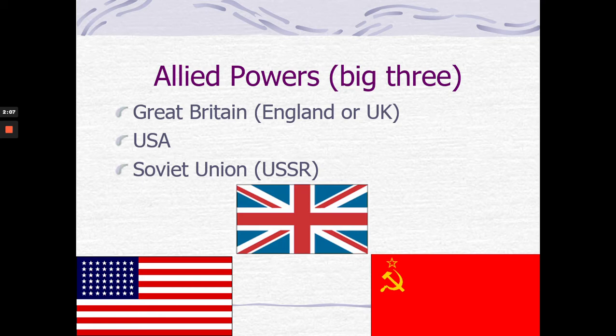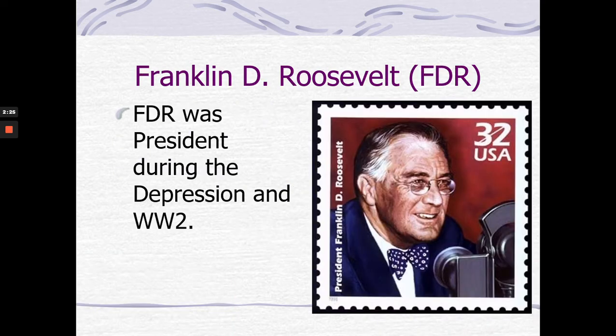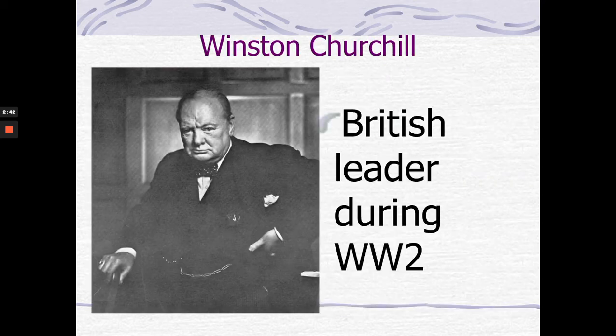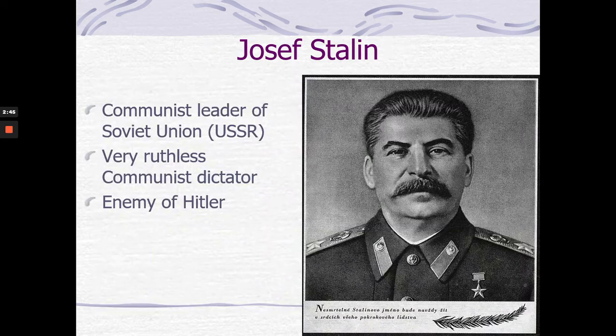And on our side, there were a lot of countries, but the big three are the United States, the UK, and the Soviet Union. You also had Canada, Australia, and any British colony, including India, was on our side, okay? And France, okay? The president of the United States during World War II and earlier during the Great Depression was Franklin Delano Roosevelt. He was president for 4 terms. He died in his 4th term. Okay? The British, you had Winston Churchill, and in the Soviet Union, you had Josef Stalin.